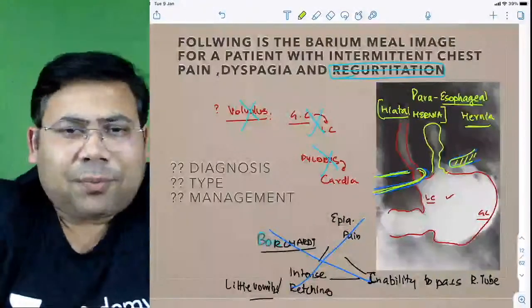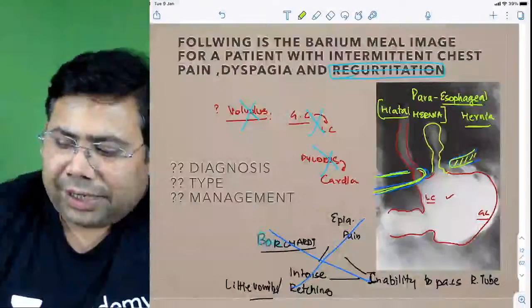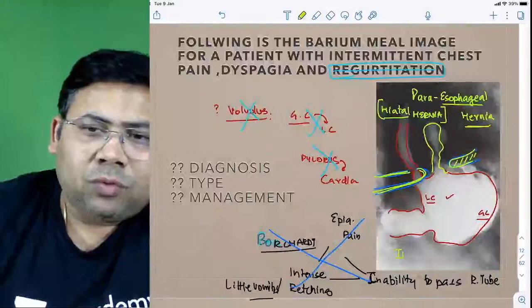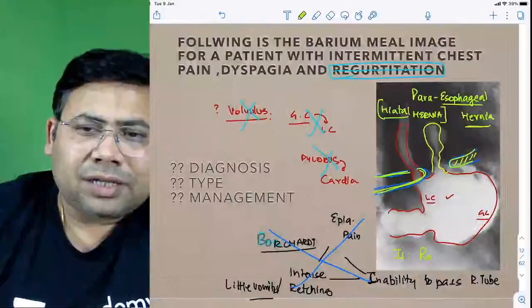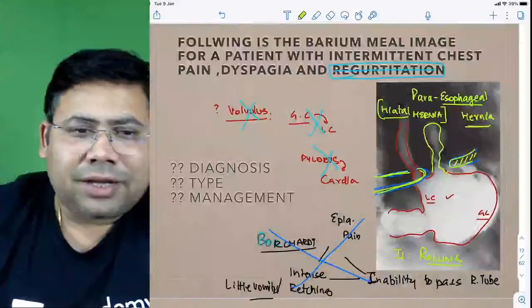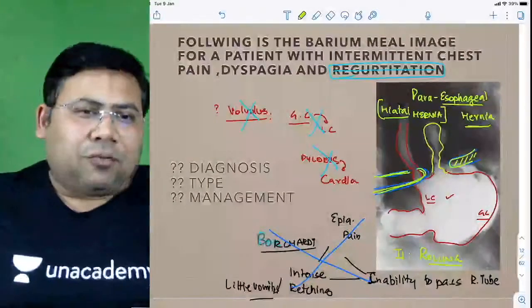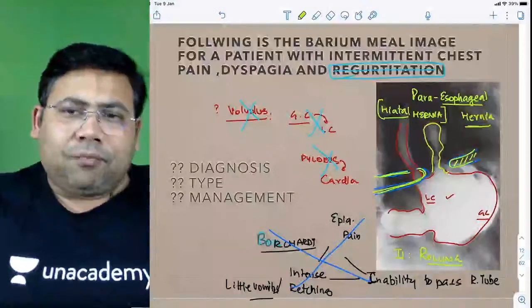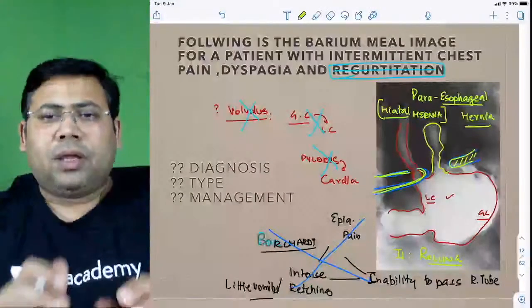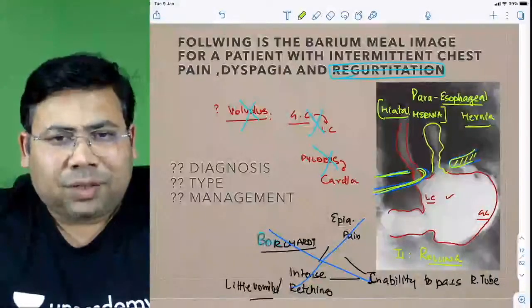Since part of the stomach has gone up, what is it? Type 1, type 2, type 3, type 4? Very good. Excellent question. This is a type 2, or you can say this is a rolling hernia. Yes, rolling hernia. Nitin, in type 1 the GE junction is involved. In type 2, the fundus or the body, including the fundus, is involved. In type 3, both of them are involved.